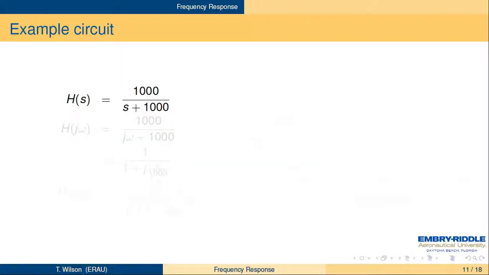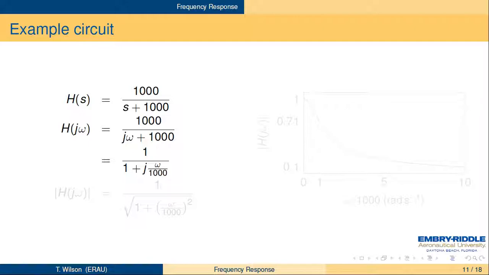So here's our circuit. We've got 1,000 over s plus 1,000. We plug in j omega to get 1,000 over j omega plus 1,000. We rewrite this, doing the usual, putting the imaginary part to the right of the plus sign, and we've also factored out 1,000 from both numerator and denominator. So it's 1 over 1 plus j times omega over 1,000. Now you can see why things happen when omega is smaller than 1,000, where you can ignore the imaginary part when it's much smaller. When it's close to 1,000, you get the 1 over root 2 and the 45 degrees. And when it's a lot bigger, it gets smaller and smaller because omega's in the denominator there.